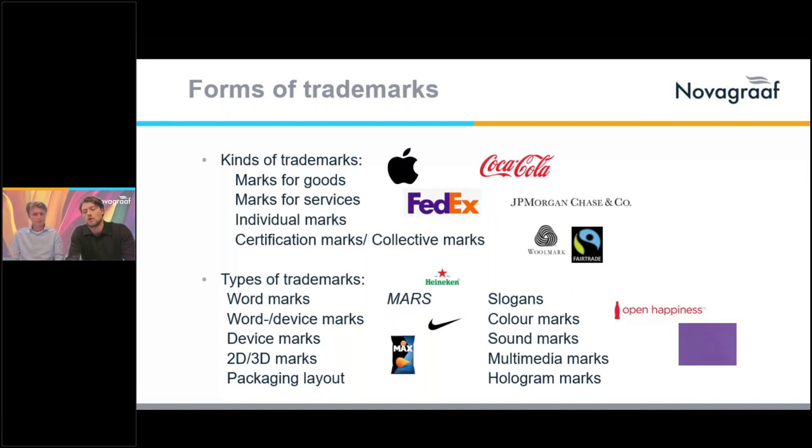And the most well-known are word marks, word device marks, which are a combination of the word and the device mark in itself. Packaging, of course, slogans, which we'll be talking about later on, color marks, such as the purple one for chocolate, which is Milka, and there are also non-traditional trademarks, such as sound marks for jingles, multimedia marks, and hologram marks, but these are still not being used very widely, but maybe in the future.